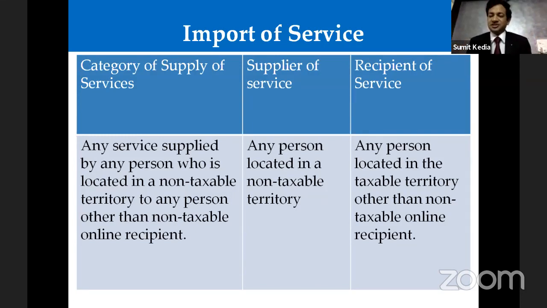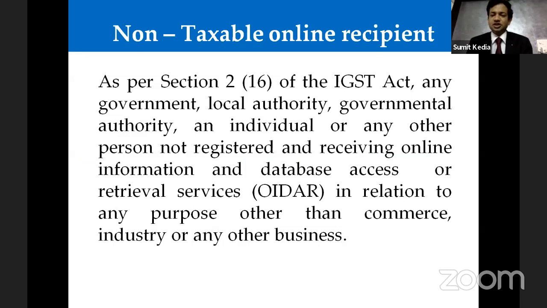The recipient of service is any person located in the taxable territory. Sometimes business entities miss paying this tax under RCM. So please notice, for any import of service, you will be liable to pay tax under RCM. Now, the description of service talks about other than a non-taxable online recipient. Basically, non-taxable online recipient is defined here. Section 2(16) of the IGST Act says any government, local authority, any individual, basically any unregistered person. So except for those, any person who receives service from outside the country will be liable to pay RCM.